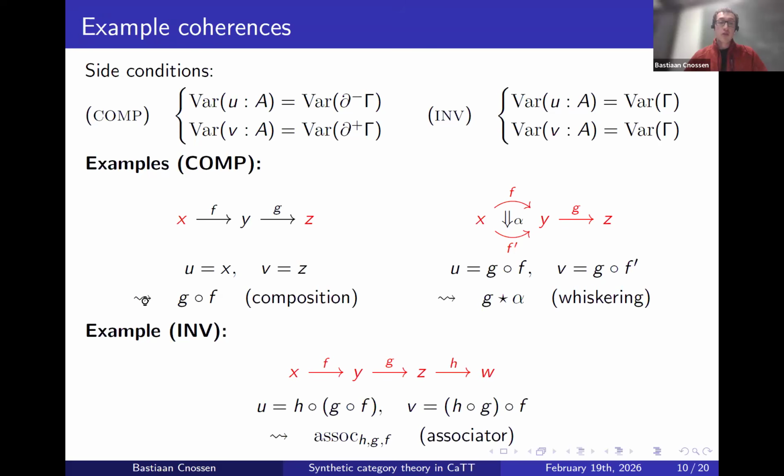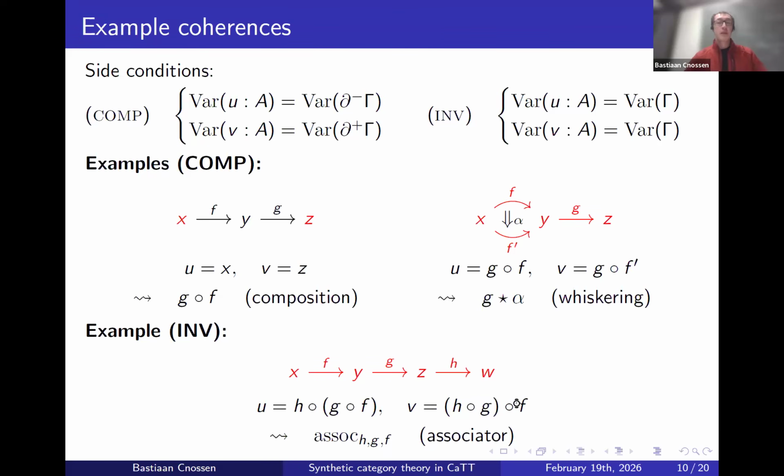Finally, I've been mentioning this associator a couple of times as an example. How does this come about? In this case, we're going to use this rule inf. I look at this context where I have three composable morphisms. Then I pick U to be the composite of H, G, and F, and I pick V to be the composite of H, G, and F, but in the other bracketing. Then they use up all the variables.